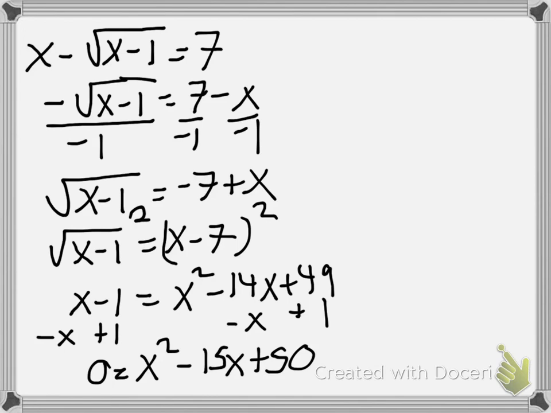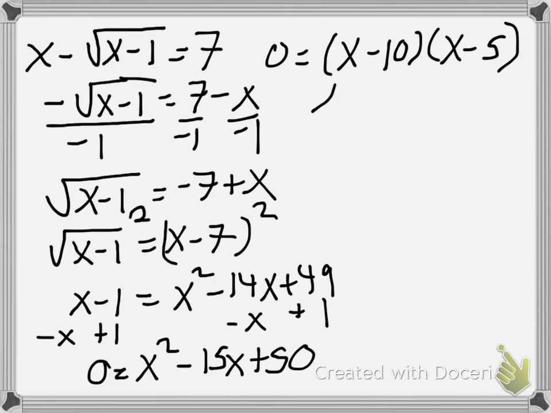Now, can anybody think of factors of 50 that multiply to get 50 and add to get negative 15? I can. That's x minus 10 times x minus 5. So x would equal 10, and x is equal to 5. But again, we have to do what? We still have to make sure that we plug them back in.